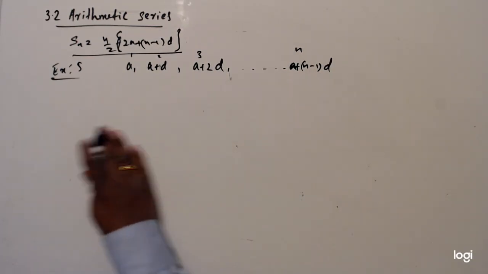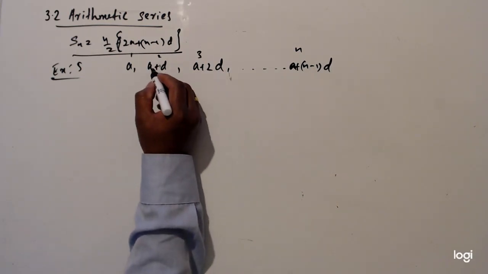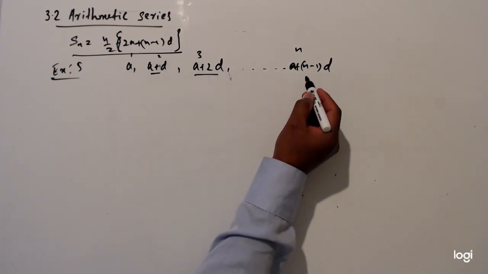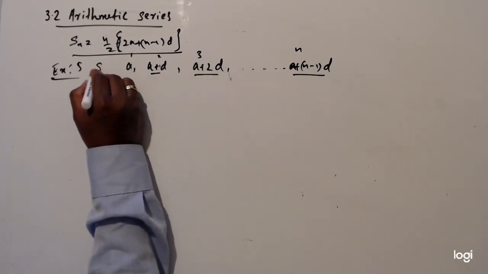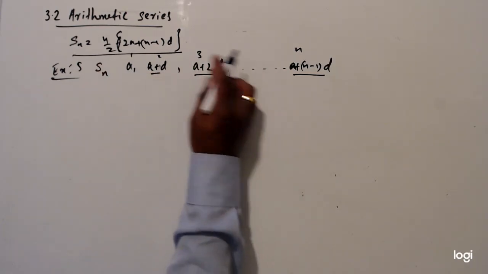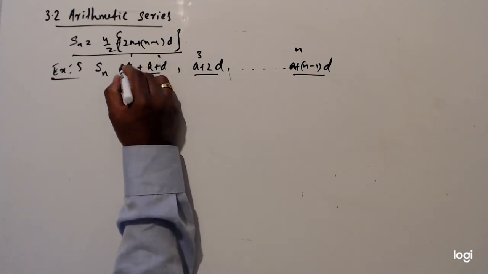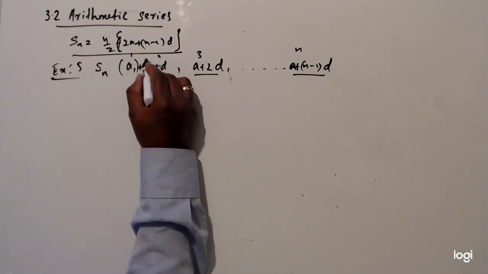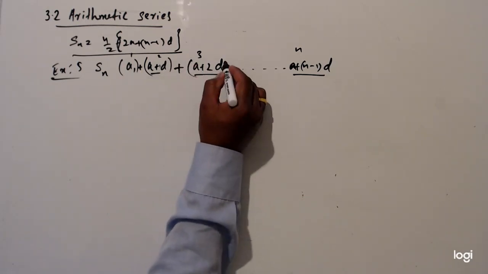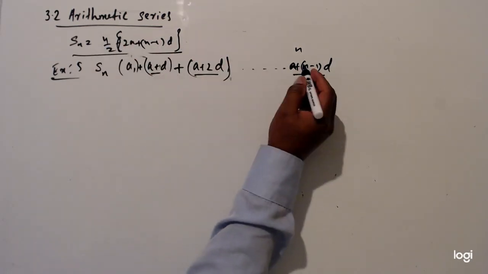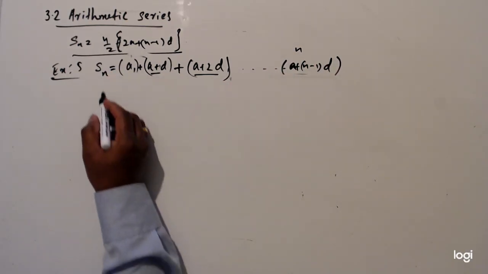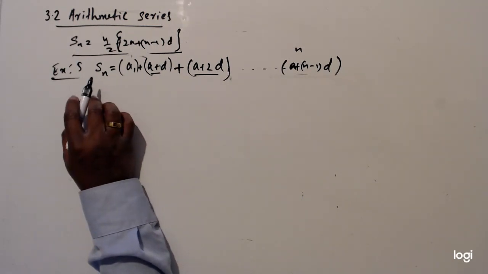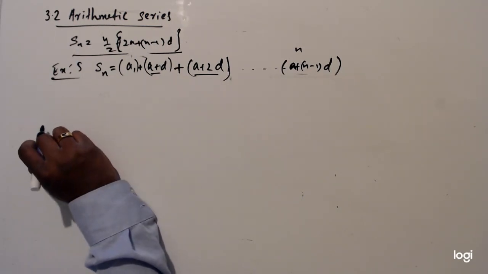So this is the sequence. Now I am going to make this sequence into a series by adding up to n terms, so I put a plus sign. So this is one term, the second term, and the third term, and this is the nth term. I name this one Sn, so this is the partial sum up to n.